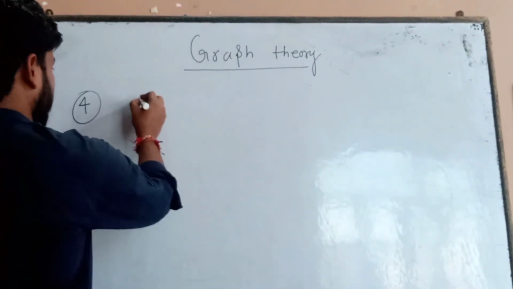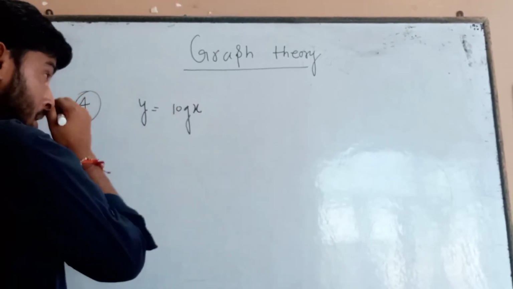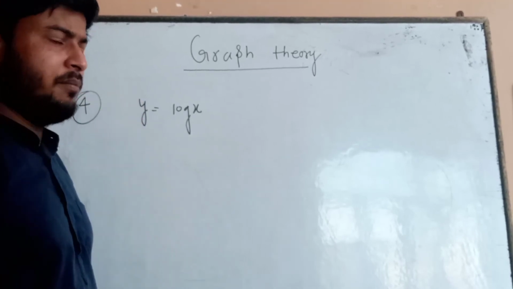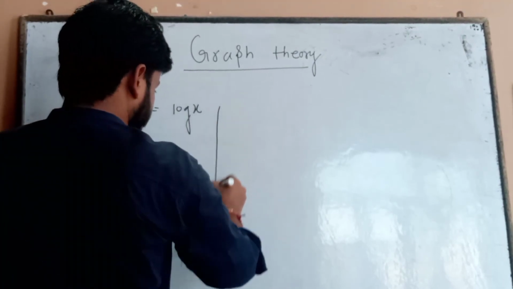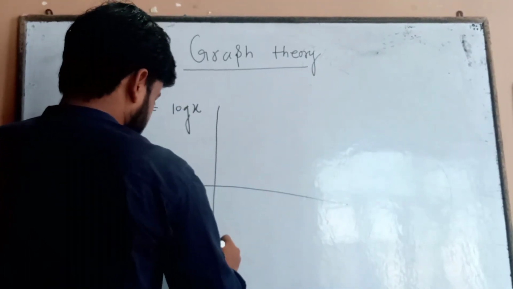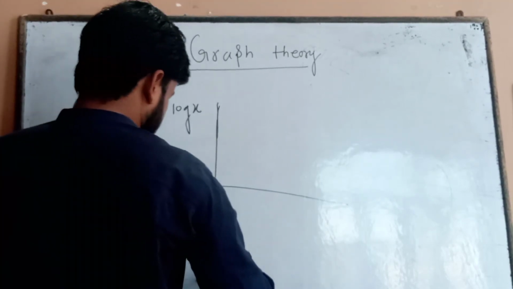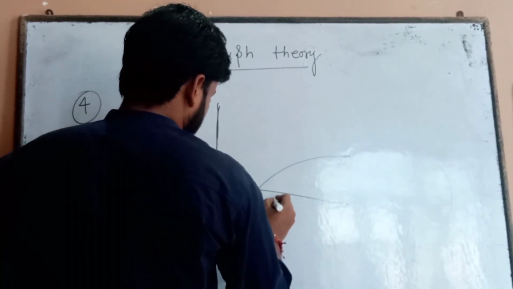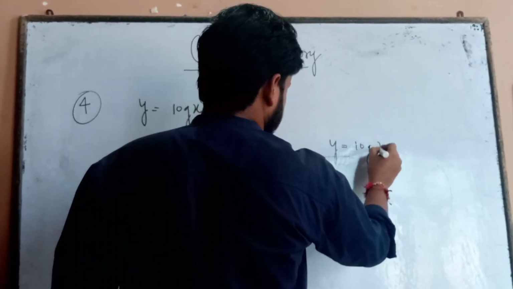One more important graph, y is equal to log of x. This graph is also important for limit problems, for differentiation problems, and for definite integration problems. We have to know this graph. The graph of y is equal to log x looks like this, where at x equal to 1, y equal to 0. So this is the graph of y is equal to log of x. Okay.